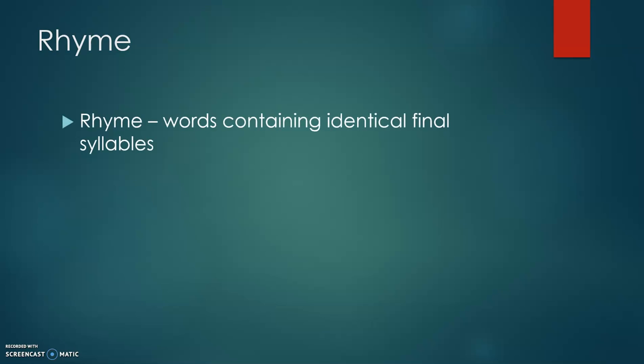So the next thing that we can talk about with prosody, the melody of the poem, is rhyme. There are several different kinds of rhyme. Everyone knows what rhyme is. That would be words that contain identical final syllables so that they match.